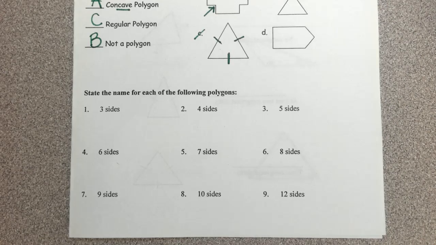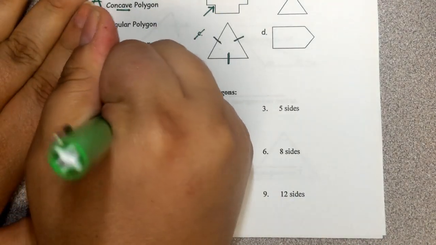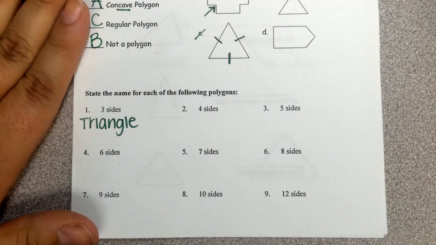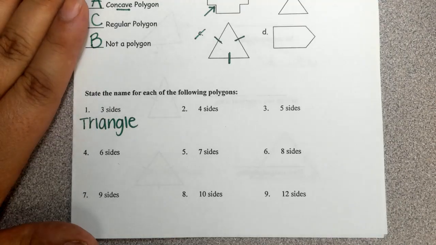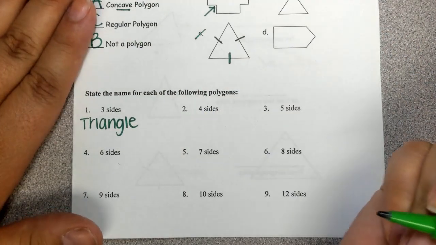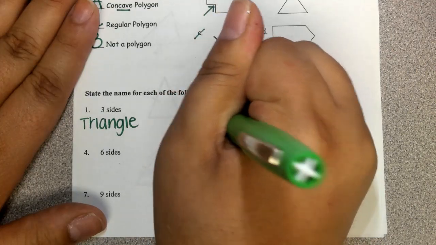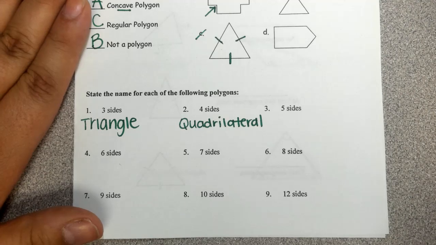A 3-sided figure we said is a triangle. What about a 4-sided figure? So a lot of people wrote square. Every single class, people have been writing square. A square does have 4 sides. But are all 4-sided figures squares? No. So what are all 4-sided figures? Quadrilateral. And we are going to need to know how to spell that.